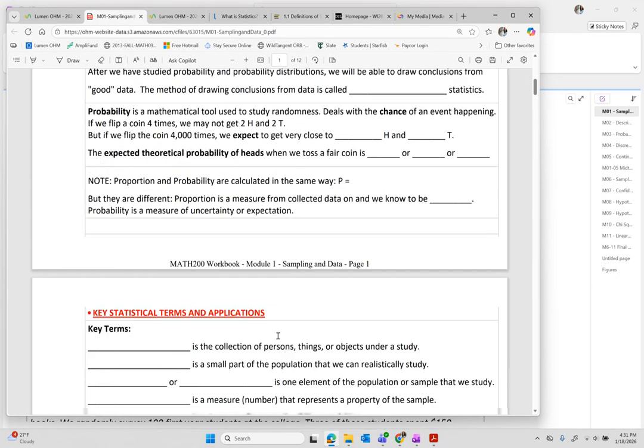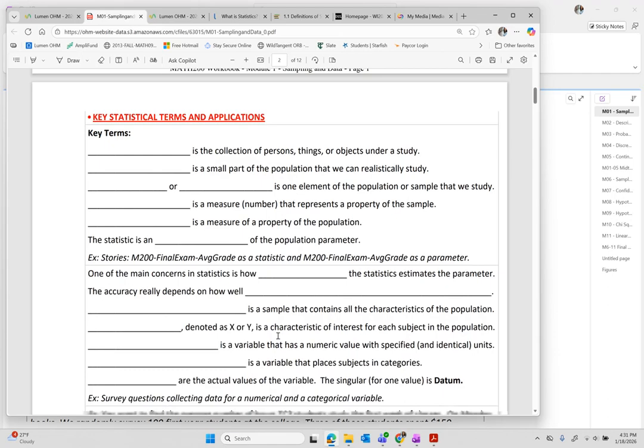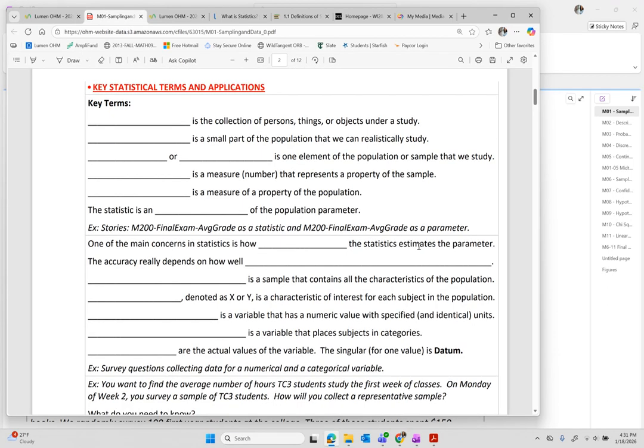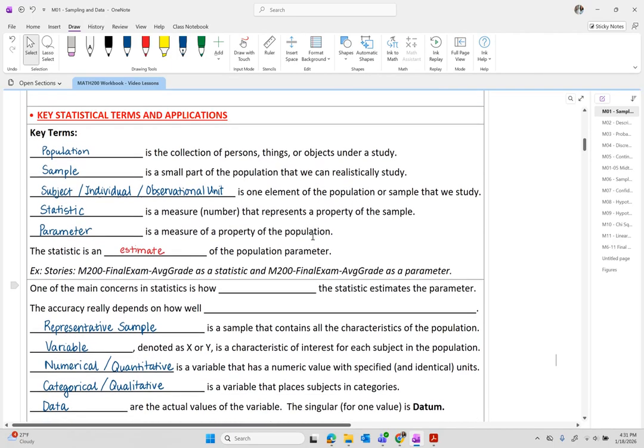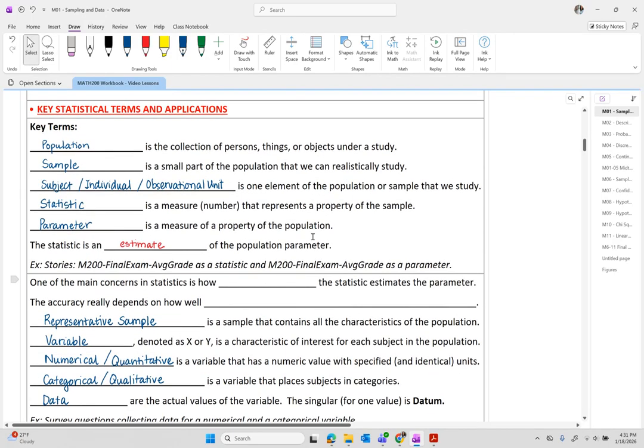Continuing in our workbook notes for Introduction to Statistics, we are on section 1.1, page 2, where we will discuss key statistical terms and applications. The population is the collection of persons, things, or objects under study, and a sample is a small part of the population that we realistically can study.